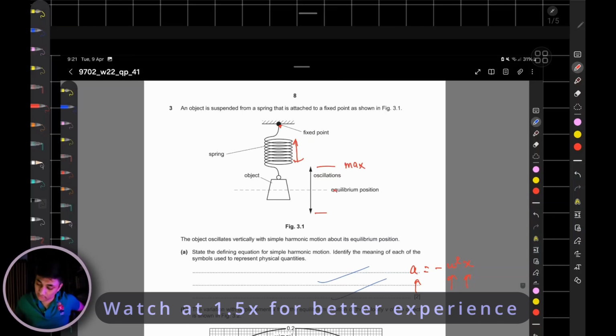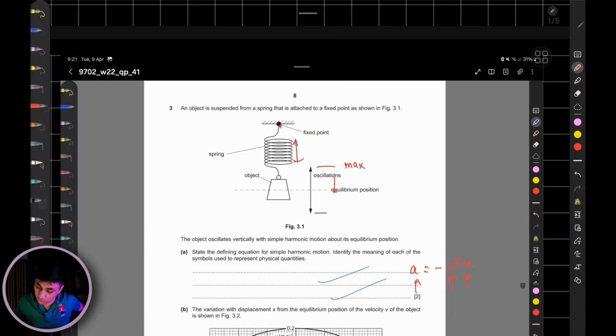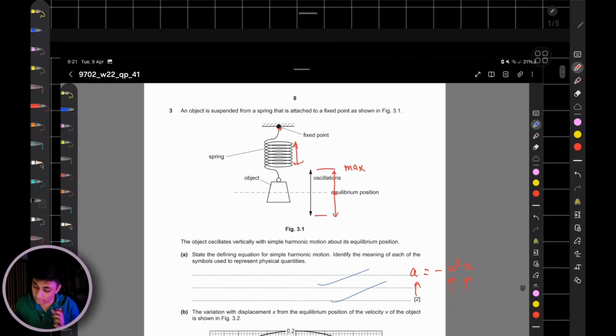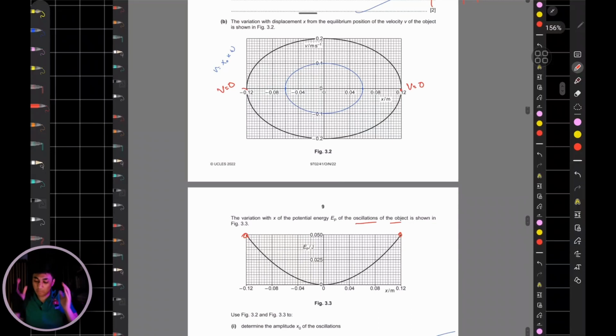So understand that from equilibrium to max position, you're going to contract the spring, which is why it's going to store potential energy inside the spring. And when you move below the equilibrium, you're stretching the spring. So you store energy inside the spring again. Fair enough. So it shows you at max displacement on either end, that is below or above the equilibrium, you're going to see maximum amount of energy stored. And at equilibrium, 0. Great.